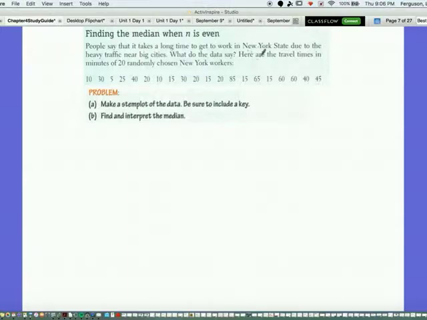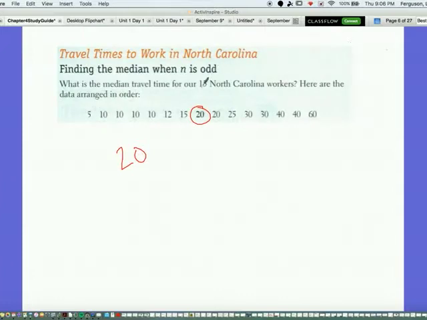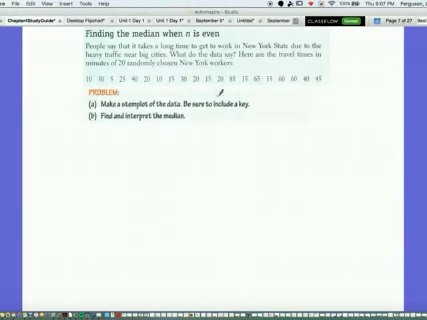The next example is finding the median when n is even. In the last example, we had 15 workers, which meant n was odd. So we were trying to find the point directly in the center, that split my data so I had the same number of observations on the left as on the right. But when n is even, we can't exactly do that, because we don't have an odd number in the middle that would allow us to have an equal number on the left and on the right.